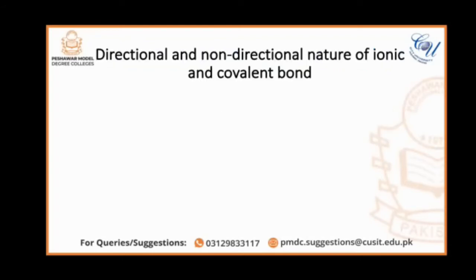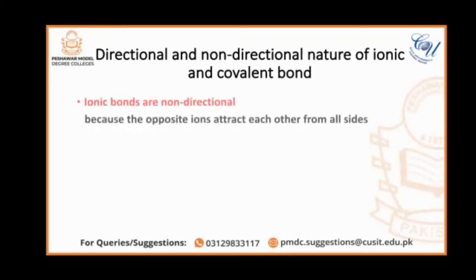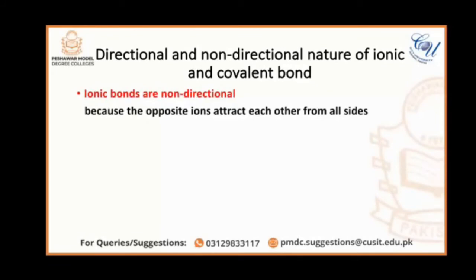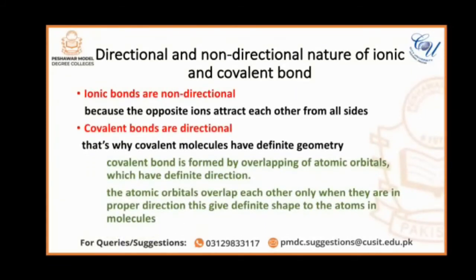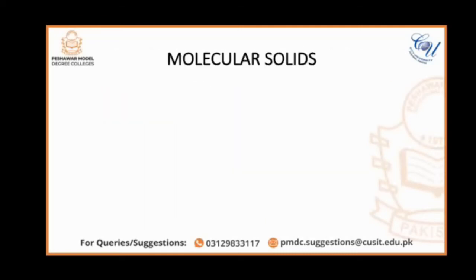Directional and non-directional nature of ionic and covalent bonds. Ionic bonds are non-directional. The reason is that opposite charges attract each other from all sides. But covalent bonds are directional because in covalent bond formation there is overlapping of atomic orbitals which have a definite direction. That is why covalent molecules have definite geometry, and because atomic orbitals overlap each other only when they are in proper direction, which gives shape to the atoms in a molecule.